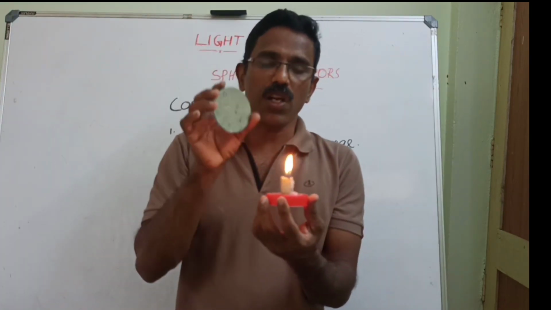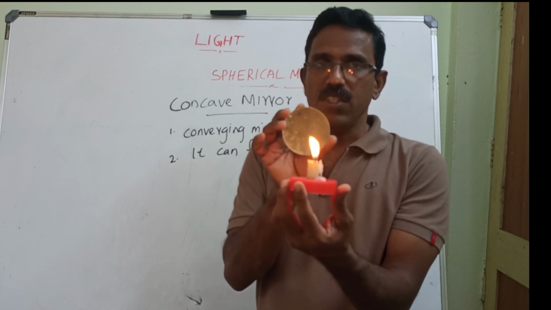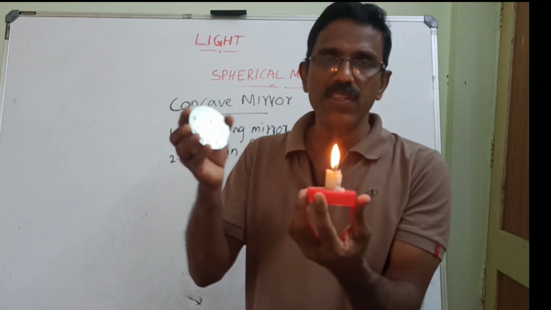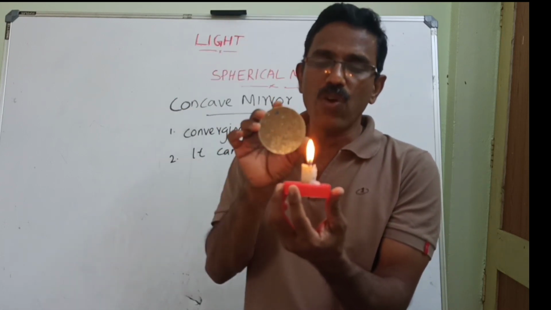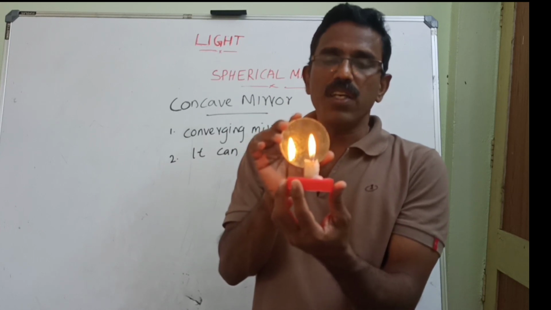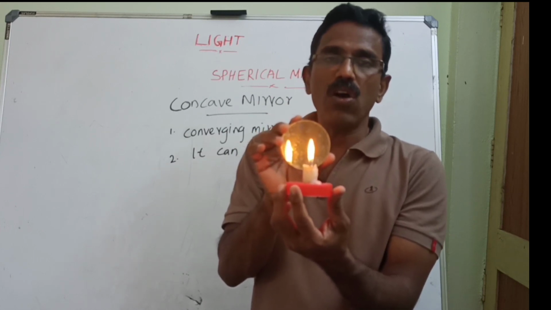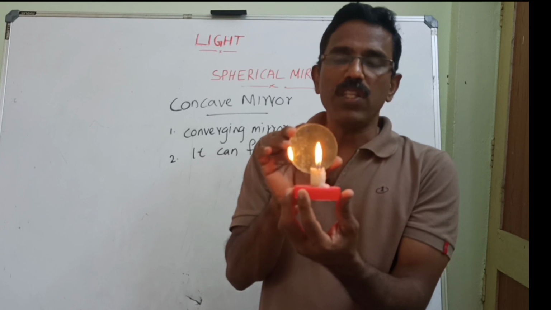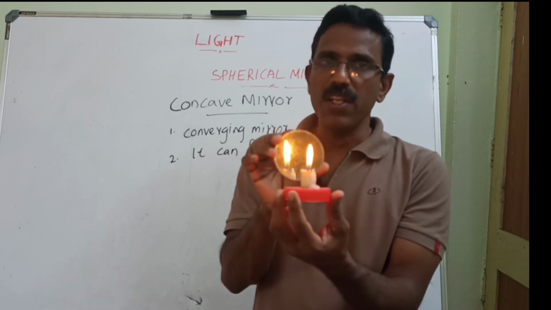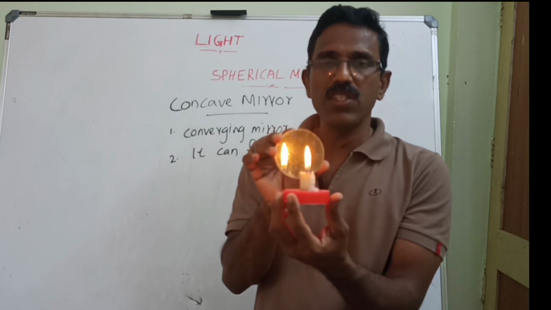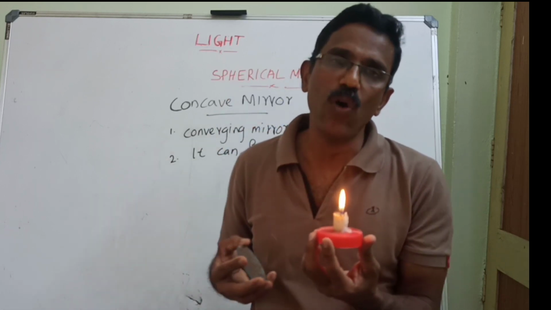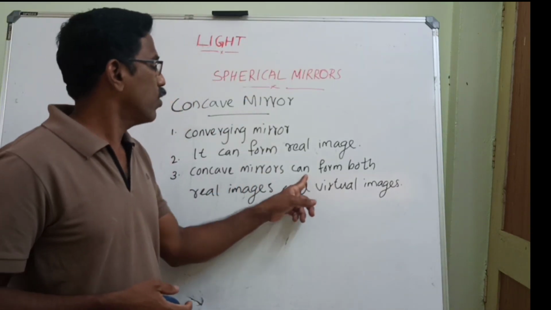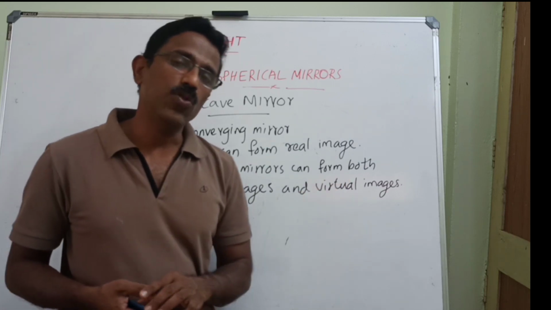This is the concave mirror. Just like a plane mirror, you can see the image in it. When I place this concave mirror very close to the object, you can see a very large image of the candle flame in the mirror. But that image is not formed on a screen. That is a virtual image, a large and virtual image. So concave mirrors can form both real images as well as virtual images.